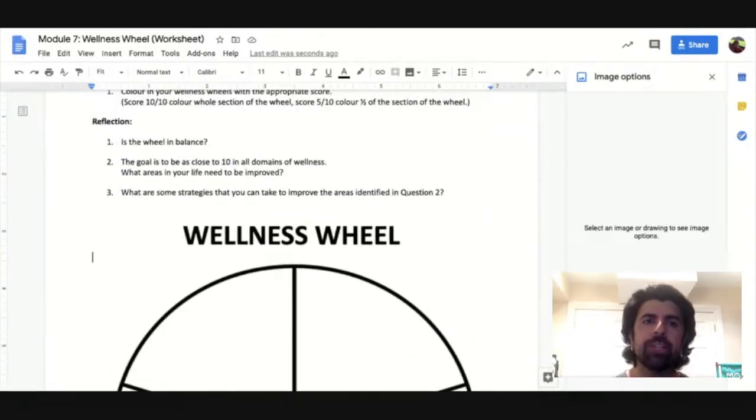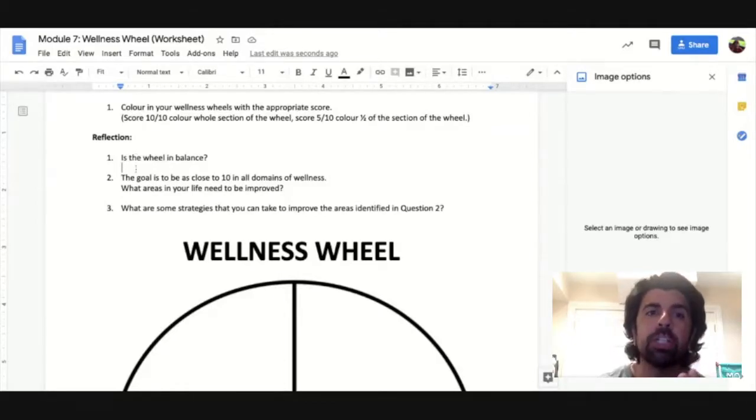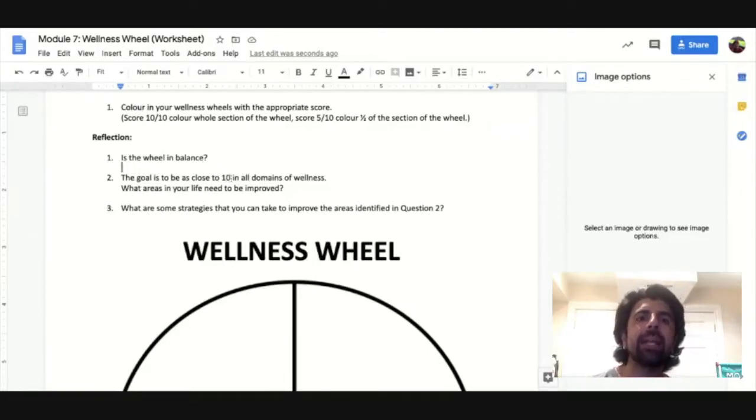And then you're going to answer the questions below. So is the wheel in balance? So is the majority of the wheel colored in? And if it's not, right, what sections need to be improved? So state at least which sections need to be improved. The goal is to be as close as 10 in all domains of wellness. What areas in your life need to be improved?